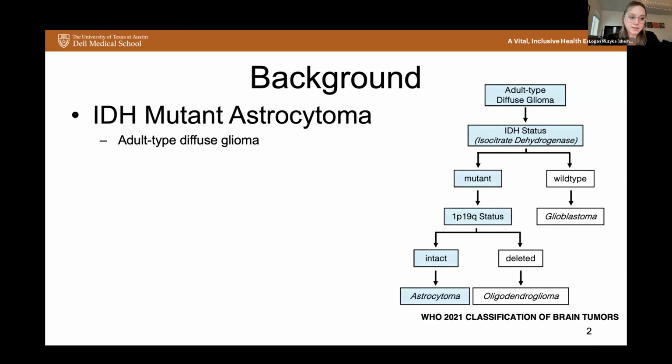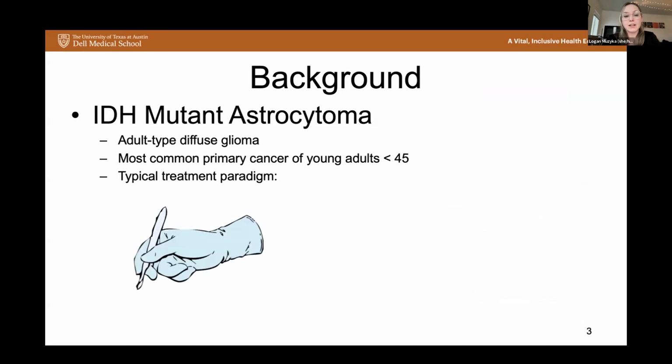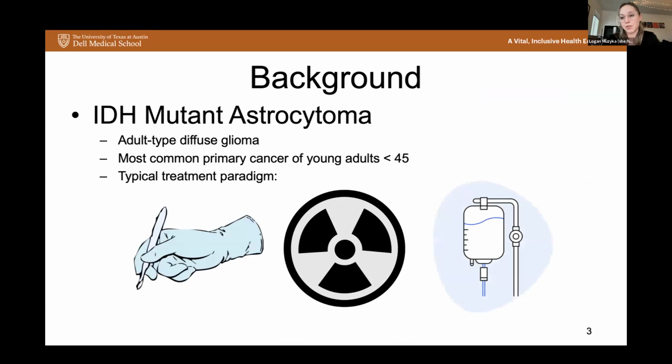So in this specific tumor type, this is the most common primary cancer of young adults under the age of 45. And the typical treatment paradigm is usually some combination of surgery, radiation therapy, and chemotherapy.